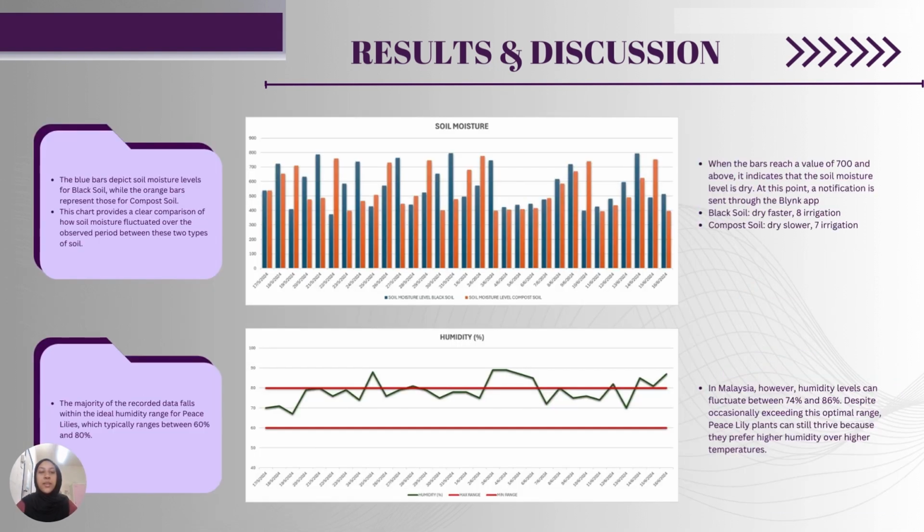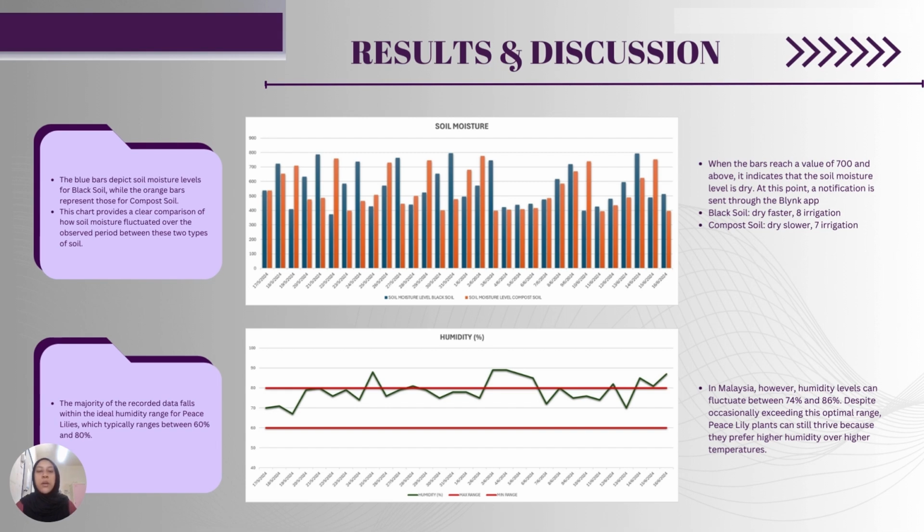So from the table just now, the data has been analyzed based on soil moisture and humidity. So in the soil moisture graph, the blue bar represents soil moisture level for black soil, while the orange bar represents those for compost soil. So in this chart, it provides a clear comparison of how soil moisture fluctuates over the observed periods between these two types of soil.